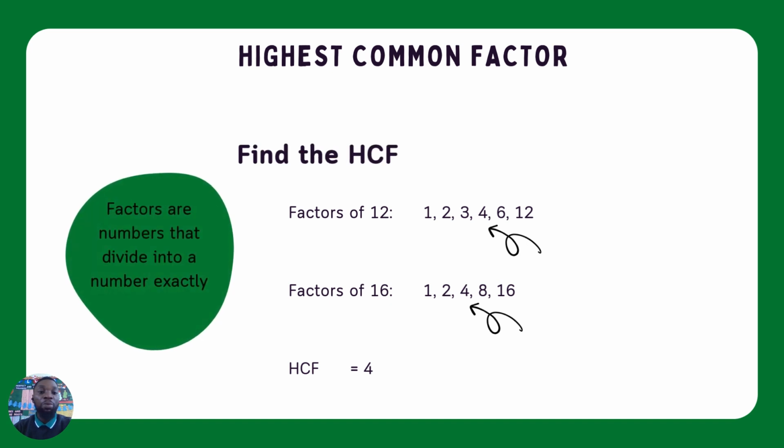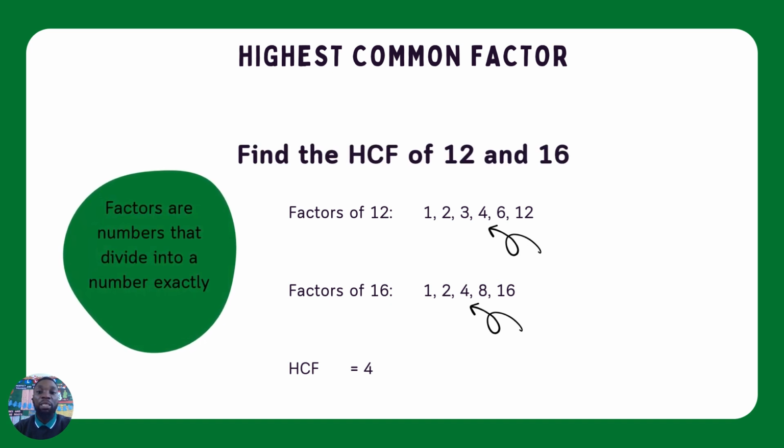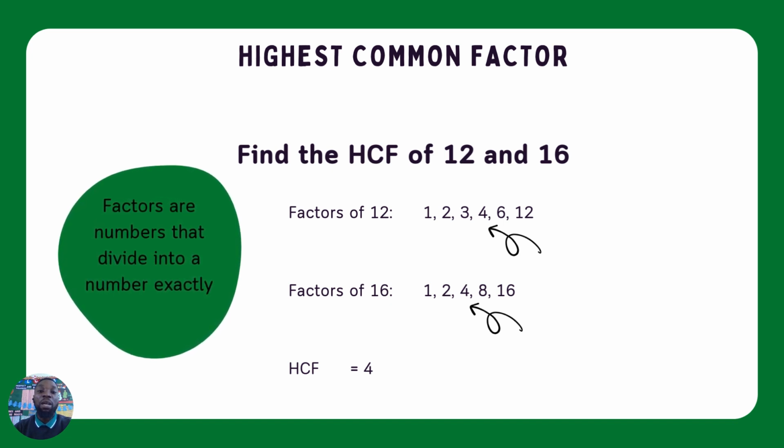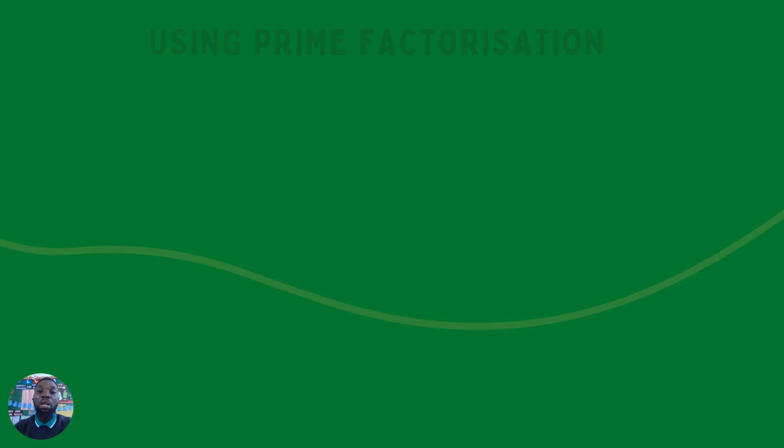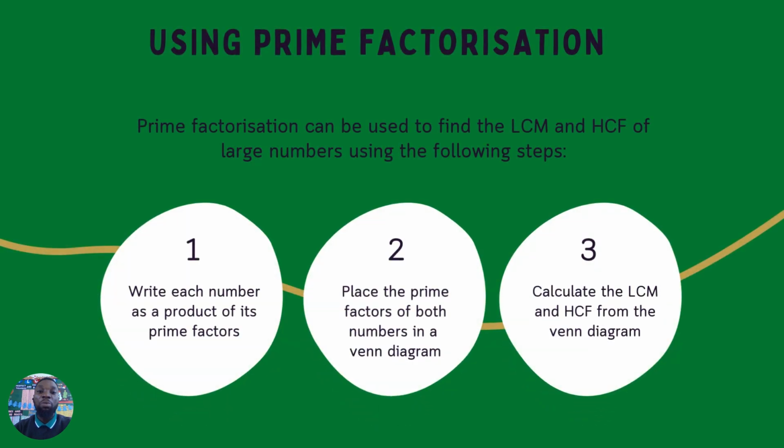All right, moving forward, we have other examples. We have 12 and 16, which we have done, and we can now move to prime factorization. Like I mentioned, the one we solved earlier used multiples. Prime factorization can be used to find the LCM of large numbers. So just follow the steps.